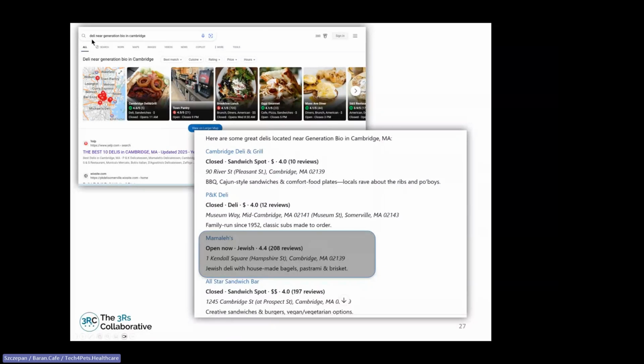The prompt here was deli near Generation Bio in Cambridge. Because I didn't provide the address, it gives you all of these restaurants in the Cambridge area, which I could care less about. But with this basic prompt, it gives you those restaurants that are near Generation Bio. So anyway, it really simplifies things, from my perspective, and there's a lot of different uses for it.